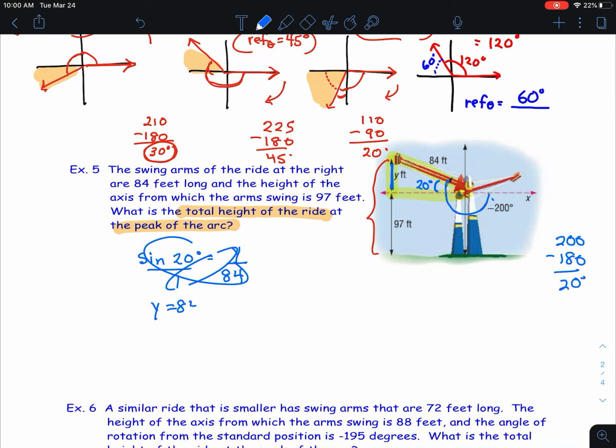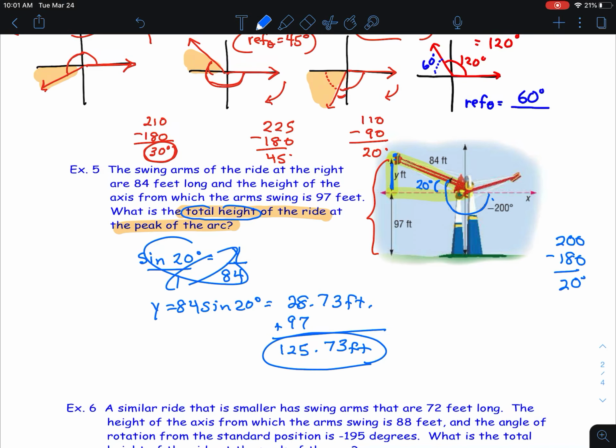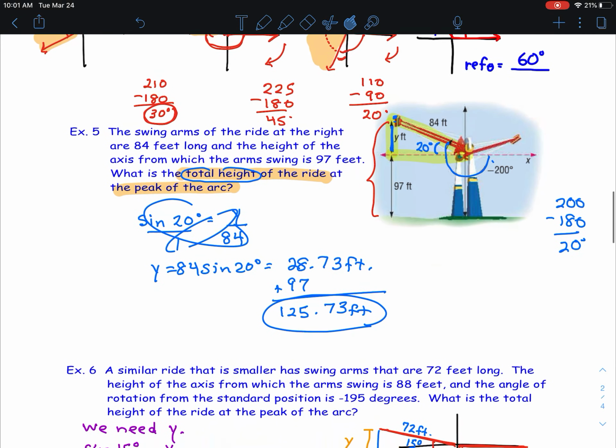I'm going to cross multiply. That's going to give me side y to be 28.73 feet. And the question is, what's the total height of that ride at the very peak of the arc? It's getting ready to swing back down again. So I need to add the 28.73 to the 97, and that gives me 125.73 feet as the total height of that ride.